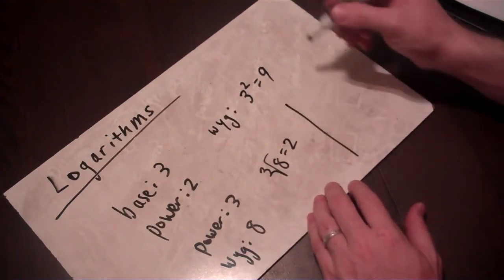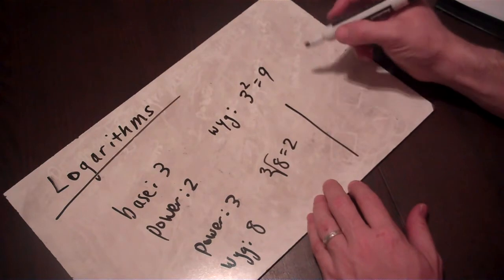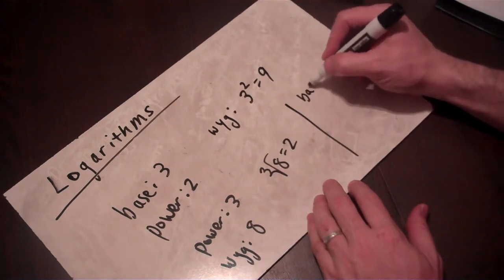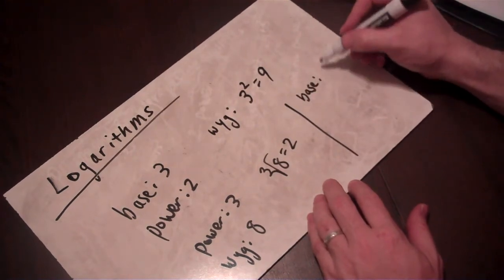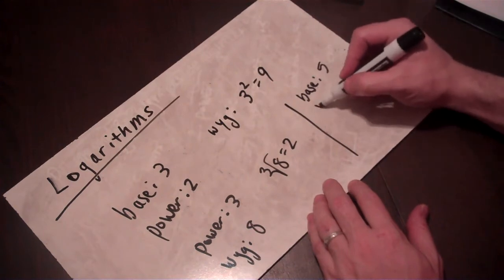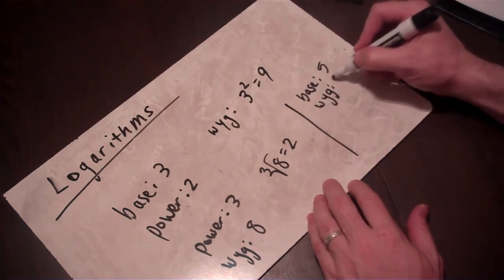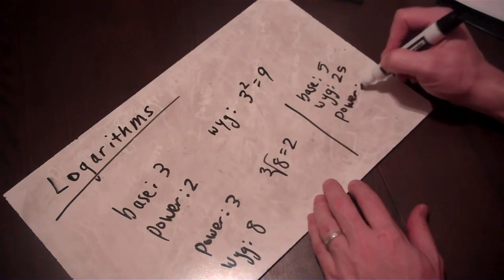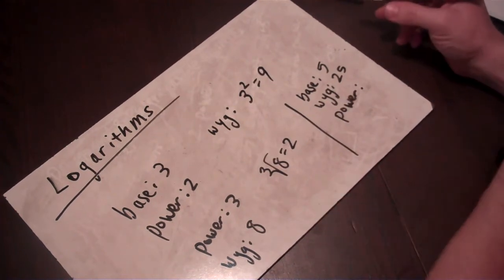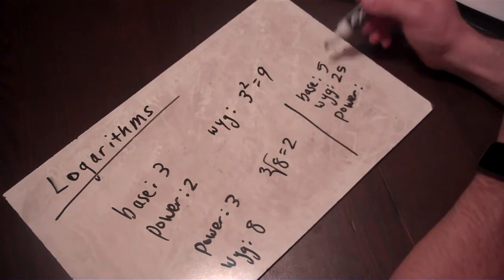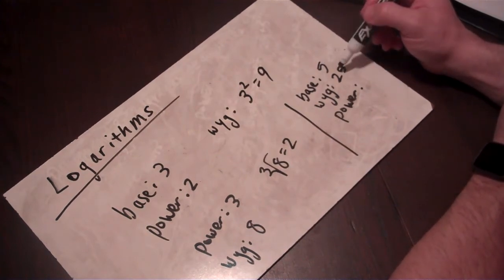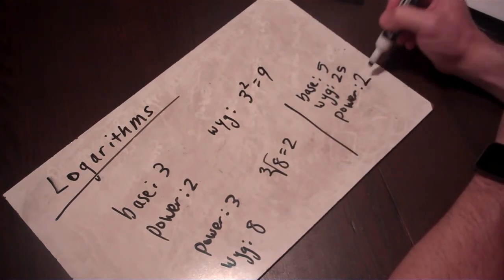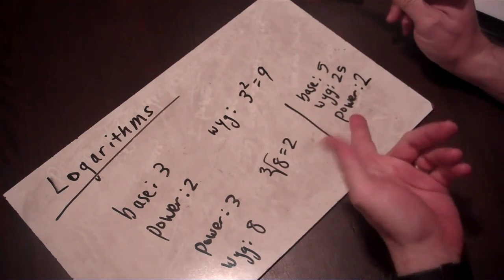But now, what if I said the base is 5, and what you get is 25, and then you have to say what's the power. Well, you could just think it through. What power do I raise 5 to get 25? Okay, it's 2. But how do you write this?